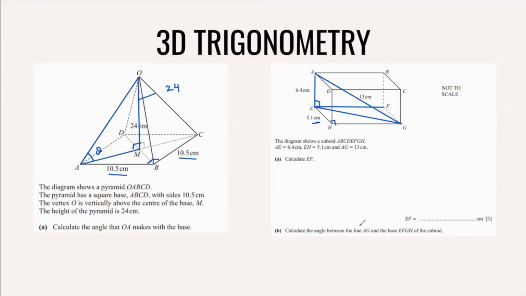And then calculate the angle between the line AG and the base EFGH of the cuboid. EFGH is the horizontal base again. And this is AG, so this is the angle that we'll be calculating, which can be done again using tan. So same type of things.